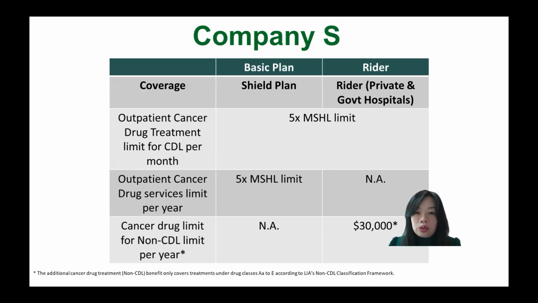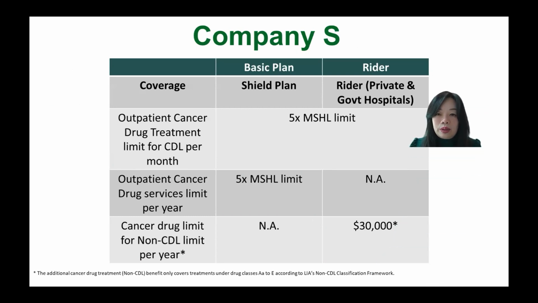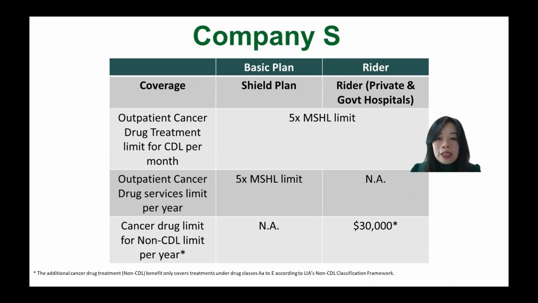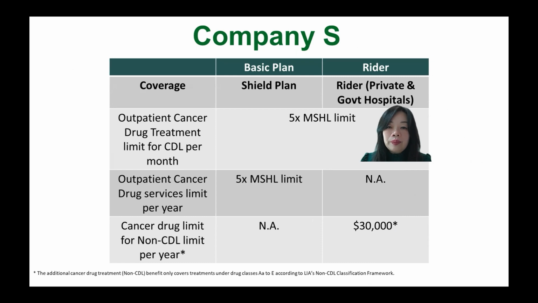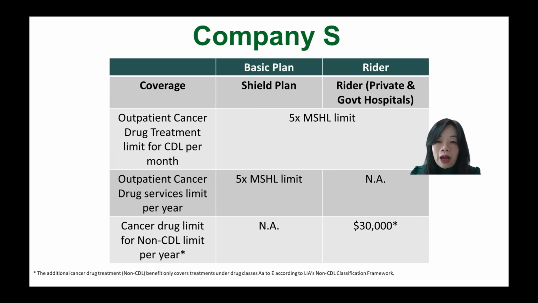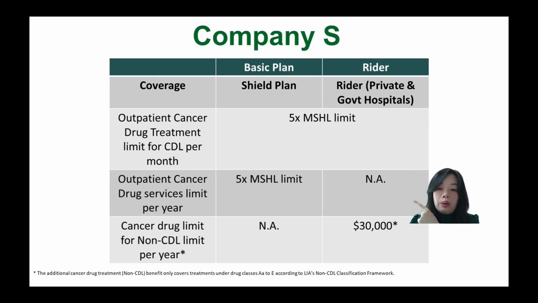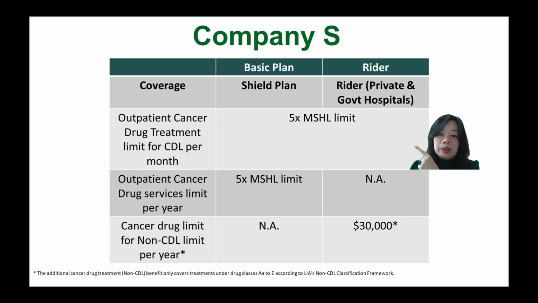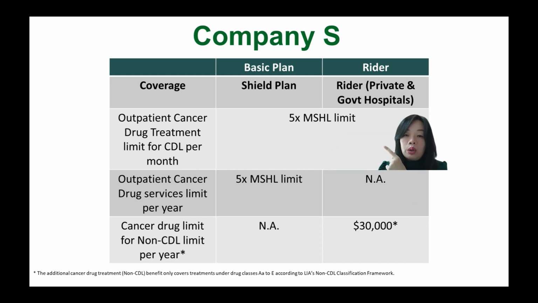So next, I'll touch on company S. If you have the company S plan, the basic plan, the rider will only give you 5 times of the MediShield Life limit benefit. So what it means is that even if you have the rider or you don't have the rider, it will just be 5 times of the MediShield Life limit.